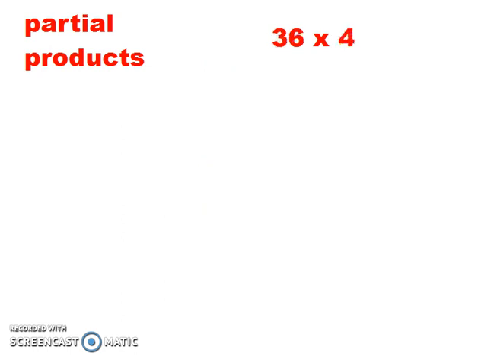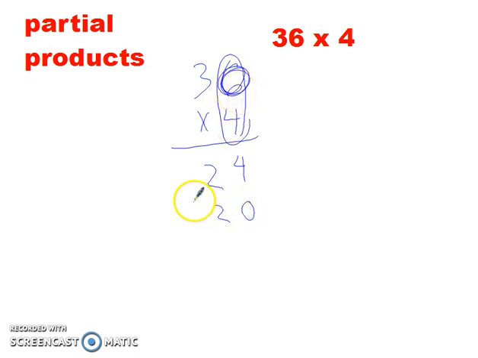Let's try another one with partial products. 36 times 4, larger number on top. Take my 1s times my 1s. 6 times 4 is 24. We've used this 6, so it's now a 0. So I'm doing 4 times 30. Well, 4 times 3 is 12, and I have 1 0 to append. That would be 120. And then I'm just going to add them. 4, 4, and 1.